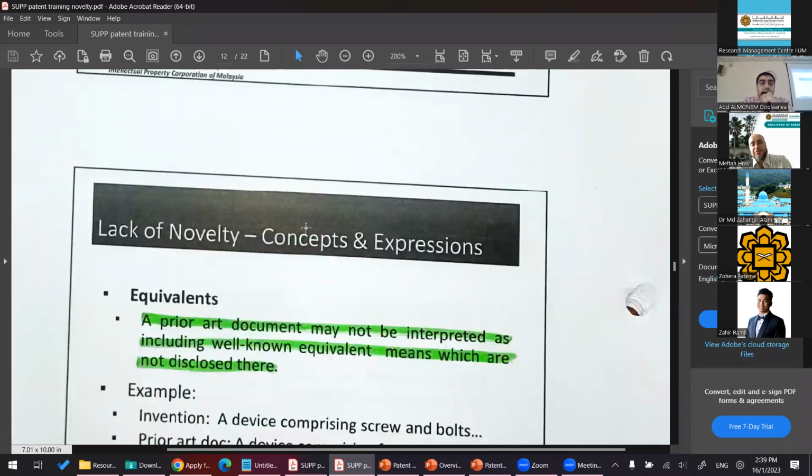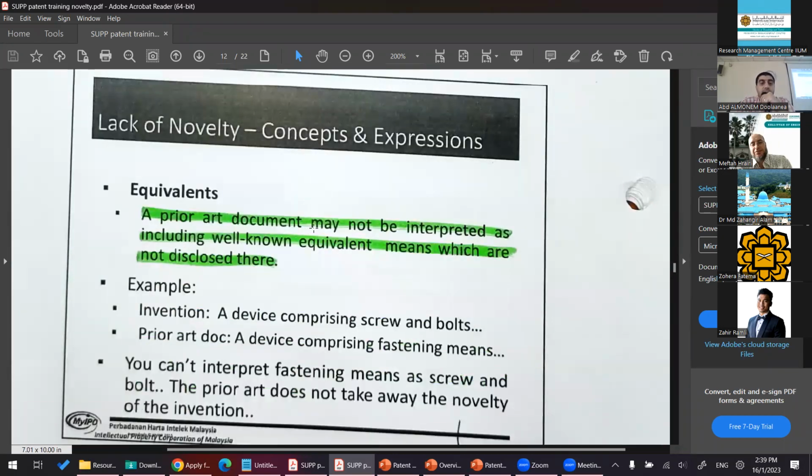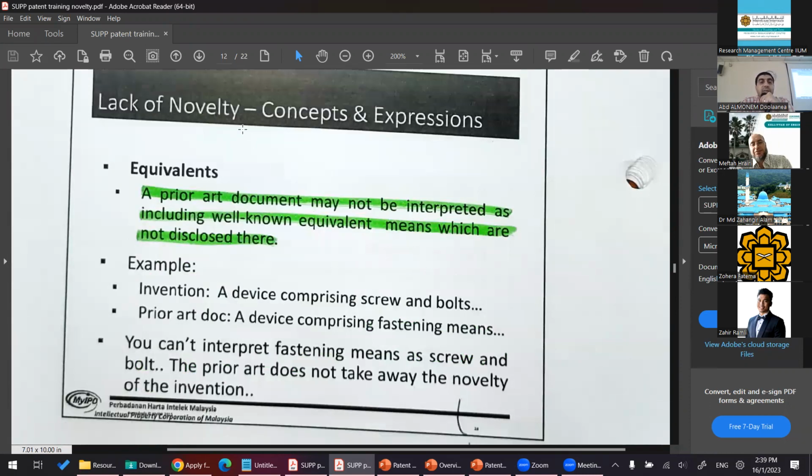Okay, I think this one we already covered. This is also another example for the equivalence. If the invention is a device comprising screw and bolts, and the prior art is a device comprising fastening means, you cannot interpret fastening means as screw and bolt. The prior art doesn't take away the novelty. So in this case, your invention is novel because the prior art is general, fastening means, and you are specific to screw and bolts. So you are considered novel. Okay? But if it's the other way, then maybe not.